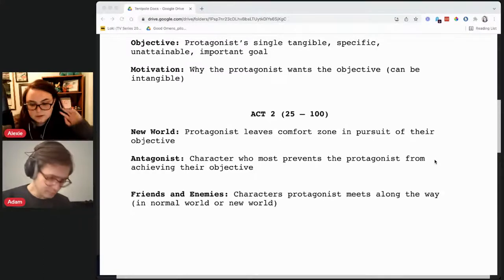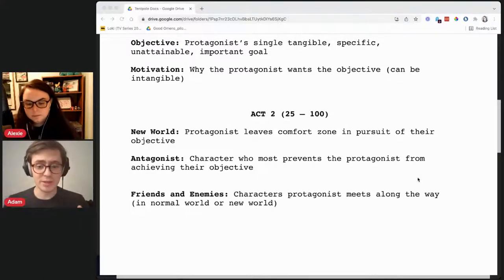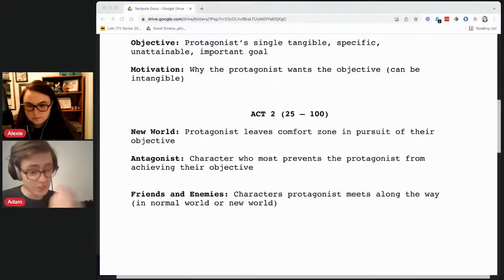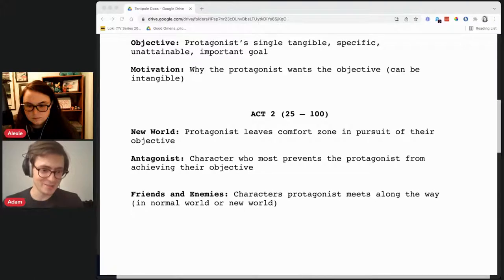For sure. And in the new world, the nature of the scenes changes. It becomes about protagonist pushing for objective, obstacle getting in the way, and then protagonist making choices, ideally. The best act twos hinge on choices and consequences.